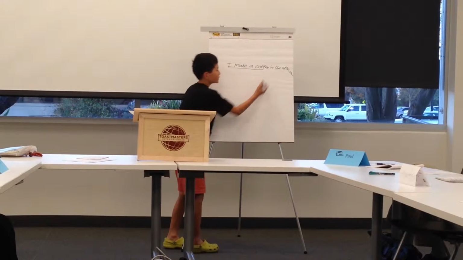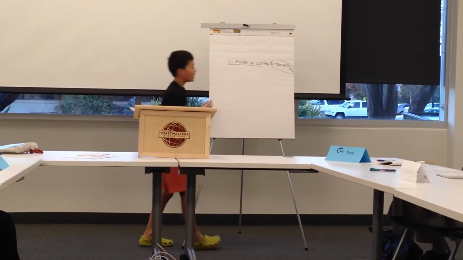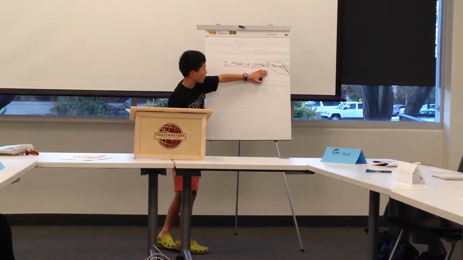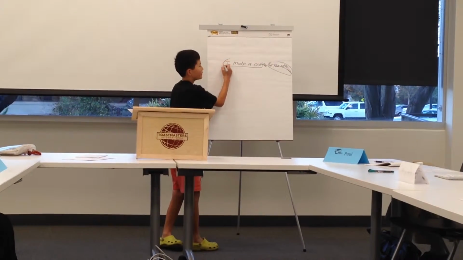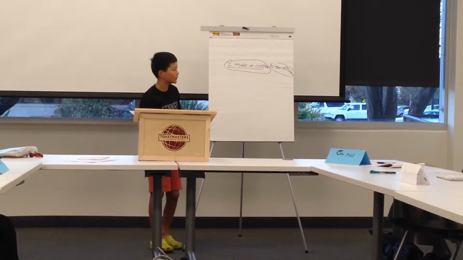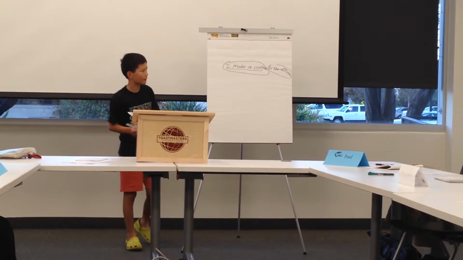So a circumstance can be taken out of the sentence and it still works. I made a coffee is still a sentence. But if you take out I made a coffee and you just have in the afternoon, it doesn't work. So I made a coffee would be the core part of the sentence. Now the core part of the sentence is really, really important. The core part of the sentence has 3 parts.